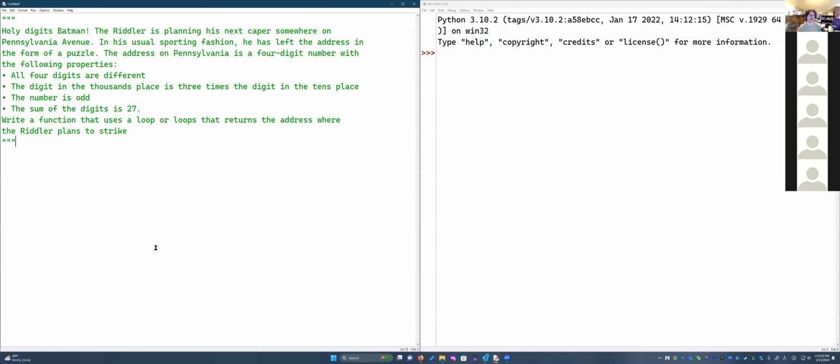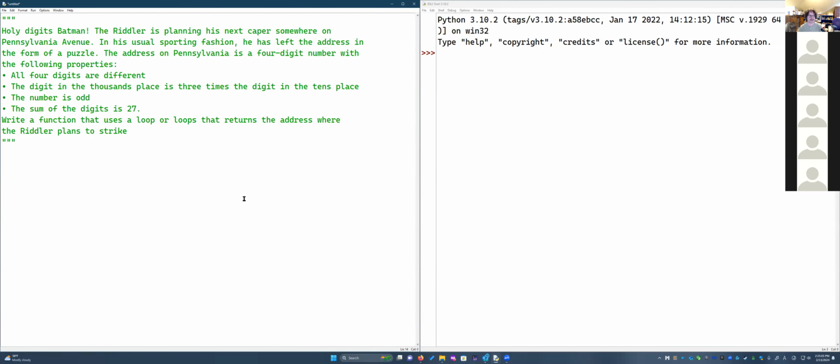So, Holy Digits Batman, the Riddler's planning his next caper. We're looking for a 4-digit number with all the following properties, and we'll go over those properties in a second. Write a function that uses a loop or loops to return the address where the Riddler plans to strike. Now this one requires us to use something that we don't really need in lab 4 and 5, which is the if statement. We really only need to check equality here.